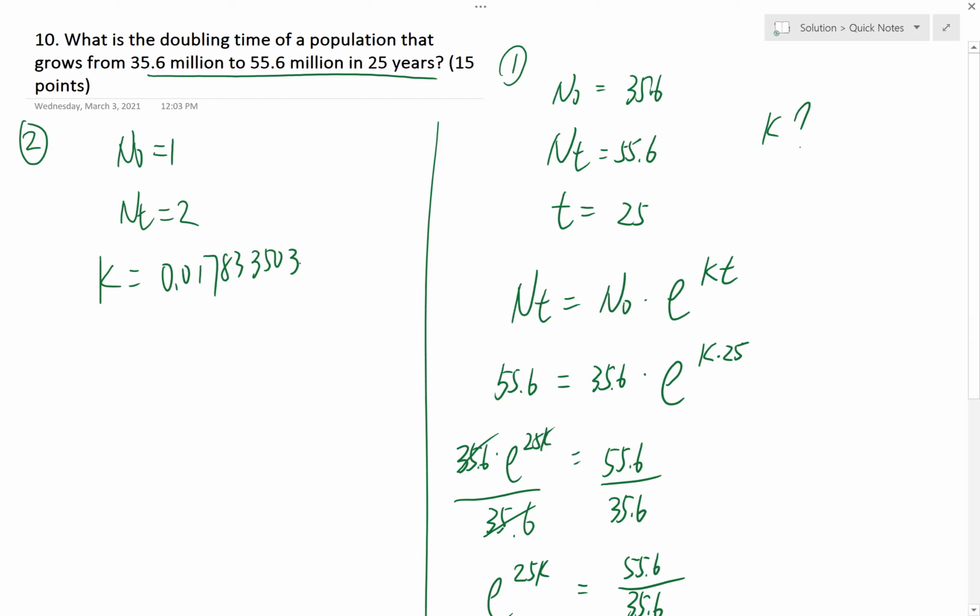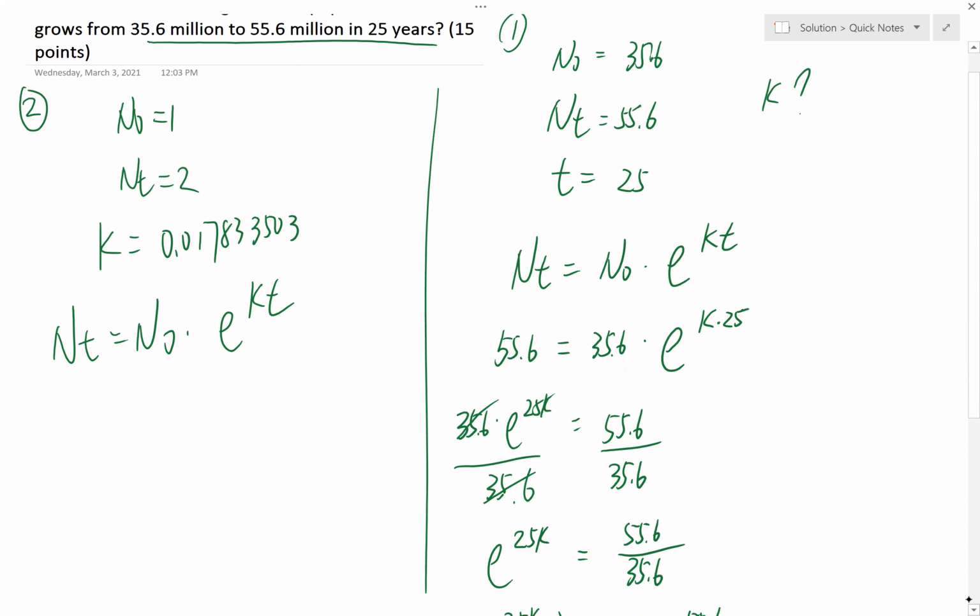Okay. Now from here, the only thing we don't know is T. So we're going to solve for T. Now I'll throw it into the formula here: N(t) = N0 times e to the KT. Then we're going to throw in all the numbers here: 2 units equal 1 unit times e to the KT. And the good thing about using 1 and 2 is they are very small numbers. Also, the 1 you can omit, so it makes calculations so much simpler.